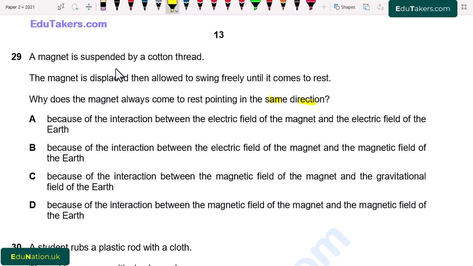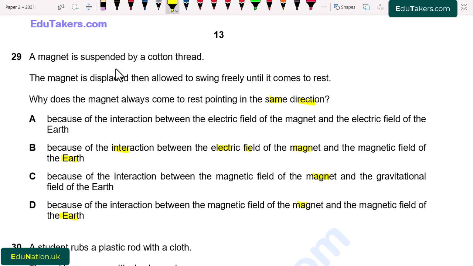B. Because of the interaction between the electric field of the magnet and magnetic field of the earth. C. Because of the interaction between the magnetic field of the magnet and gravitational field of the earth. D. Because of the interaction between the magnetic field of the magnet and the magnetic field of the earth.